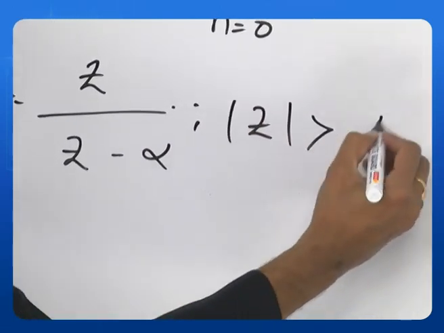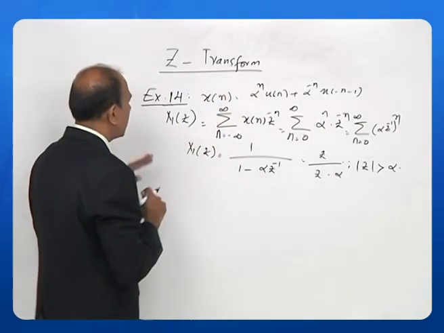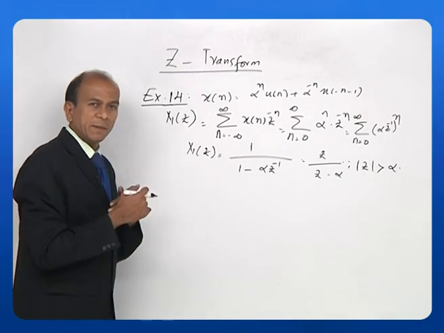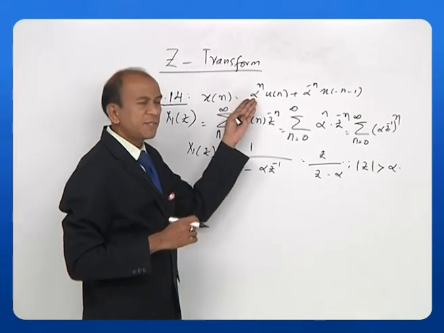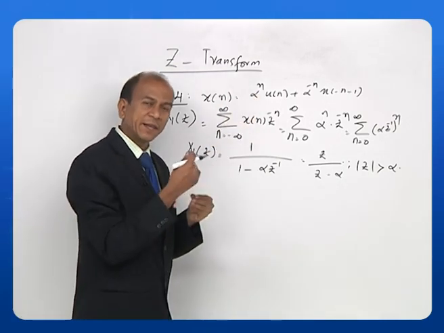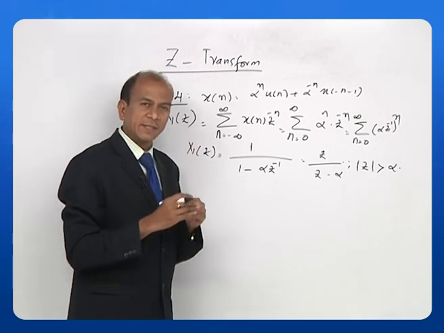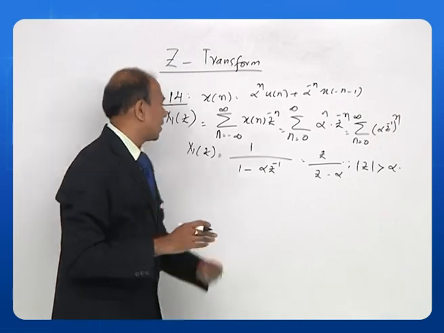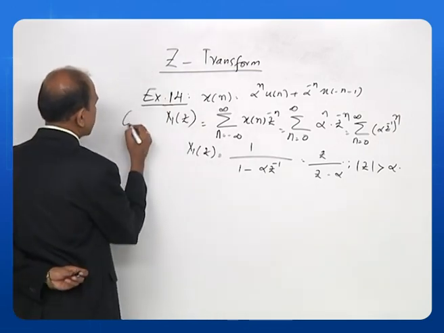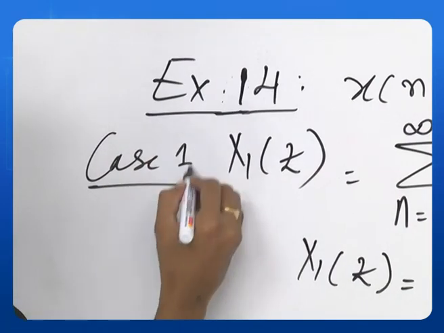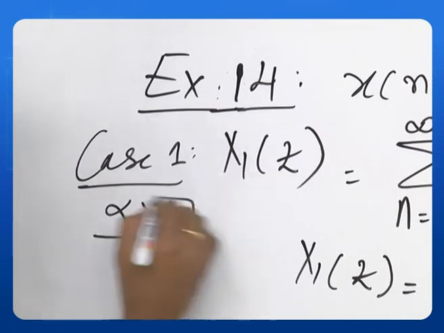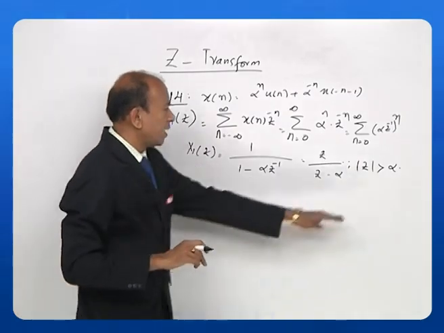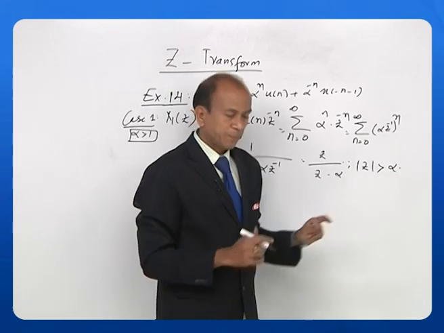So what is the ROC? The ROC will be z greater than alpha. Here two cases can be considered: I can consider the value of alpha as greater than 1 and alpha as less than 1. So let us call this case 1, where alpha is greater than 1. This is my Z transform for this.